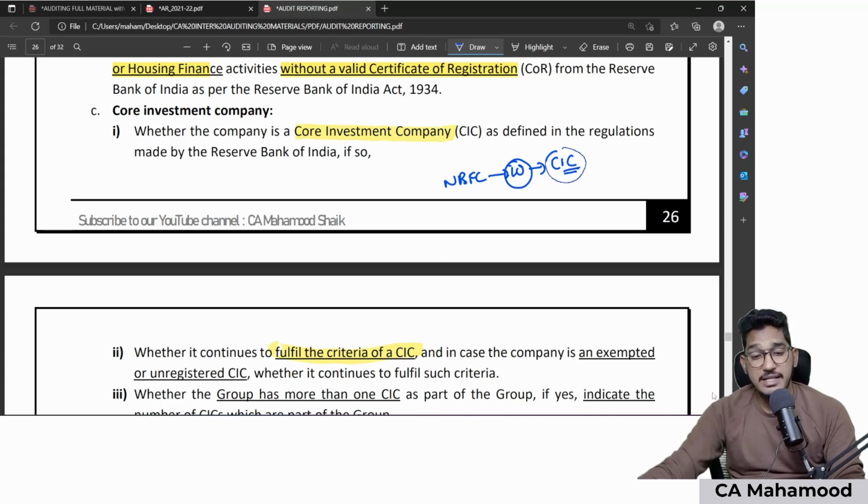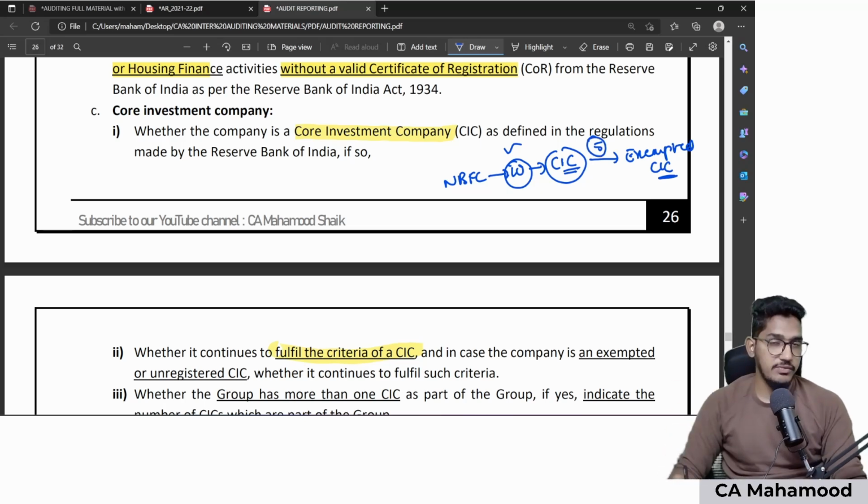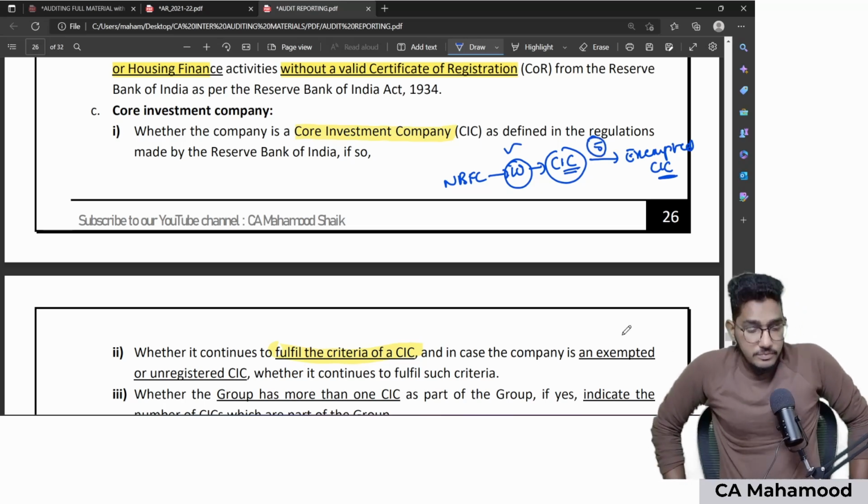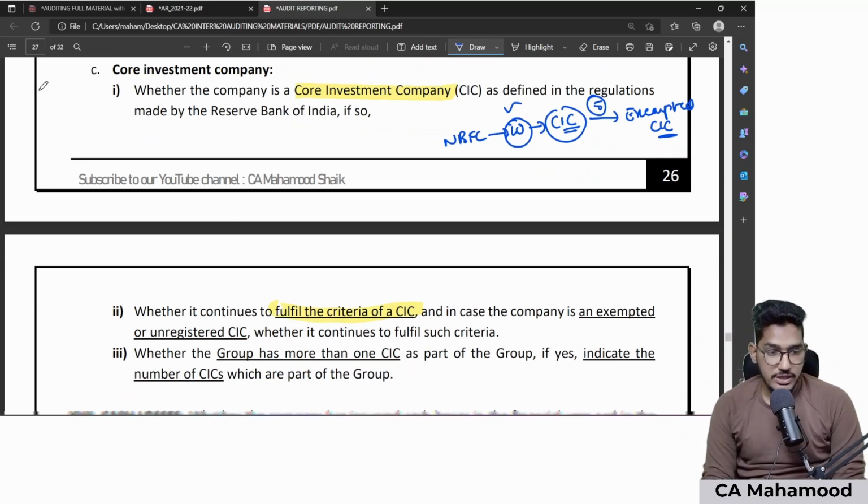Now after becoming CIC, if they fulfill some extra 5 conditions, then they will get an even more advanced status, which we call exempted CIC or unregistered CIC. In case my client is enjoying the status of this exempted CIC also, in addition to these 10 conditions, whether these 5 conditions are also satisfied or not, I need to check. Understood everybody? So that's what they try to say here.